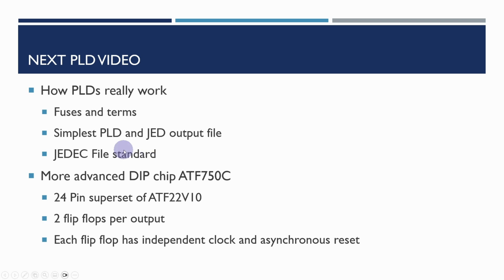In the next video, I'm planning to go into how PLDs really work. So this is really looking at the fuses and terms, taking one of the simplest PLDs you can get, with perhaps just a single pin mapped to one output pin, and looking at how that's represented in the JED file, and also taking a look at the JEDEC file standard itself. We're also going to be looking at the more advanced DIP chip, the ATF750C. I'm pleased to say that the chips arrived yesterday, and I've also been able to verify that my T56 programmer does program the ATF750Cs. I'm still getting problems with the ATF2500C, which I'm still looking into.